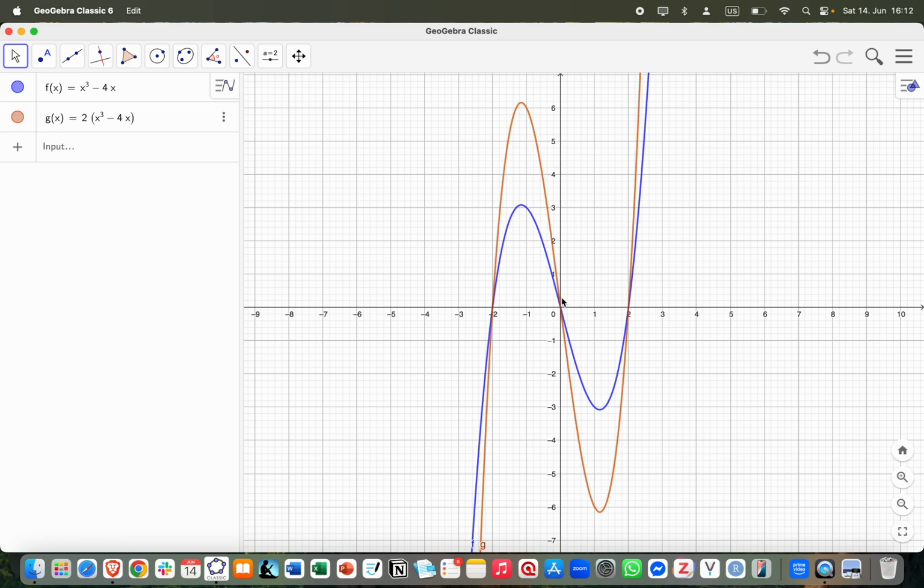Now what is happening in the intersection? Why do the graphs intersect? If you think about it, the value of f here is 0. So the y value of the function is 0. If you multiply 0 by 2, it is also equal to 0. That's why the value of g here is also 0. That's why the two graphs intersect at x equals 0.